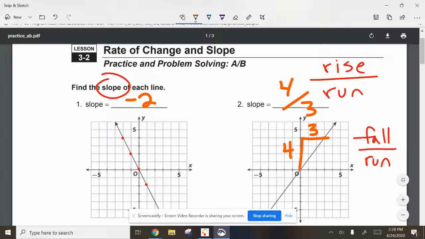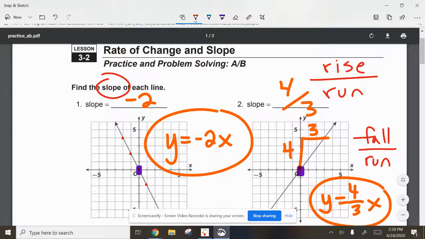And notice both these lines, where is their y-intercept at? Right in the middle at 0. So if I really was to write this equation out, it would be y equals -2x plus 0. But do I really need to put plus 0? And then for this one, it would be y equals 4 over 3x plus 0. Wouldn't have to put plus 0 there, because again, this is called proportional. If you remember from 7th grade, when the line goes through the origin, it's called proportional. And you should remember that, because we're going to go into non-proportional in a second.